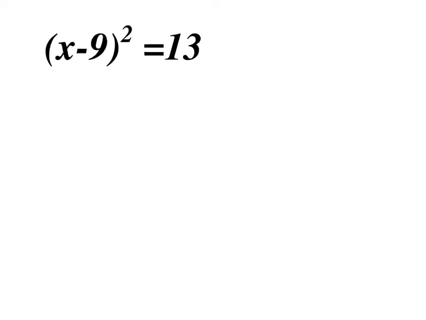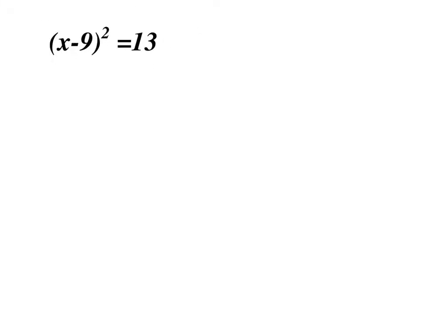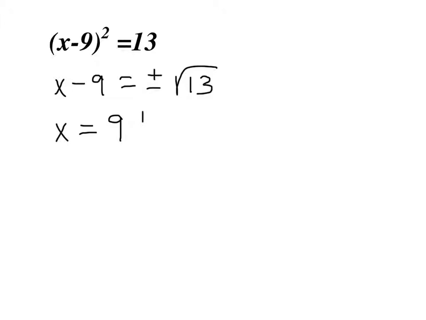This one's written in the nice form. We can use that principle of square roots. Let's do that. We can go ahead and take the square root of both sides. Are we missing something? Don't forget that plus or minus. We're trying to solve for x. Let's add 9 to both sides. And that's our answer. Those are easy.